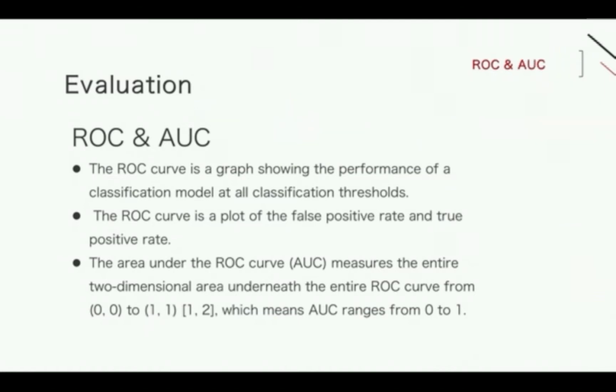The ROC curve is a graph showing the performance of a classification model at all classification thresholds. The ROC curve is a plot of false positive rate and true positive rate, and the AUC is the area under the ROC curve, and the AUC ranges from 0 to 1.